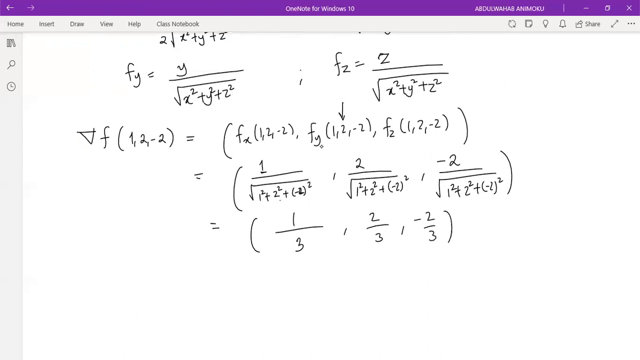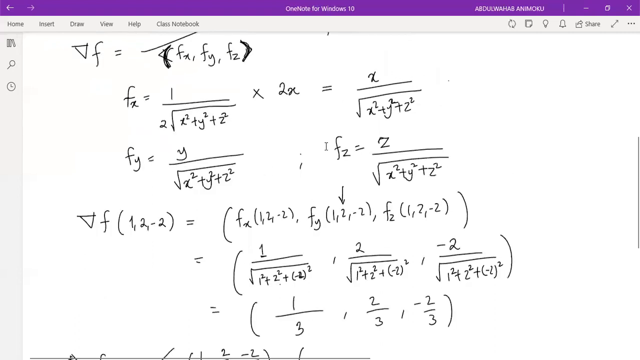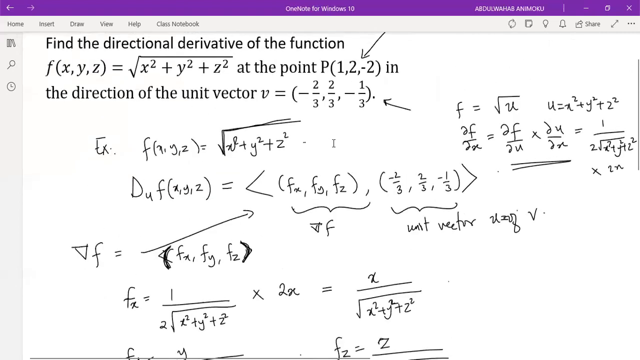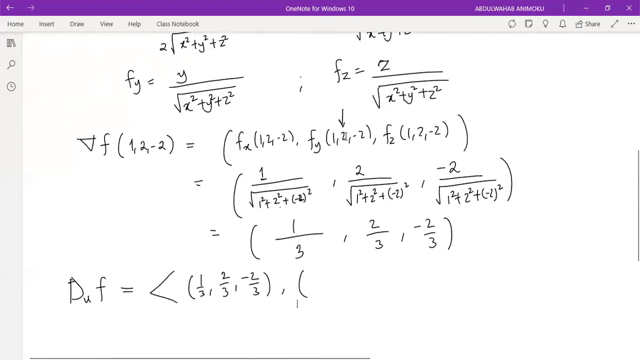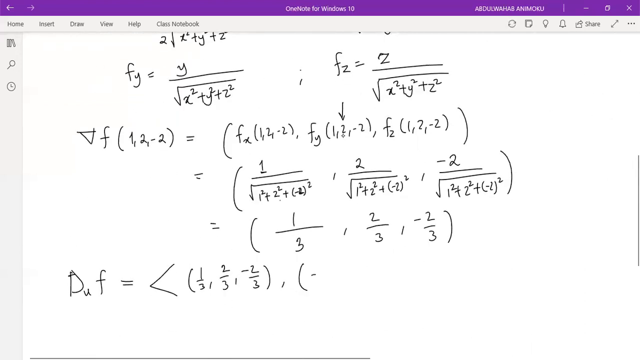Now let's finish this problem. The directional derivative of this function in the direction of u would be the inner product of the gradient vector at that point and the unit vector that we have. So we have minus 2 over 3, 2 over 3, minus 1 over 3.